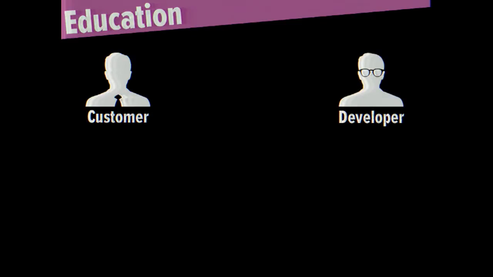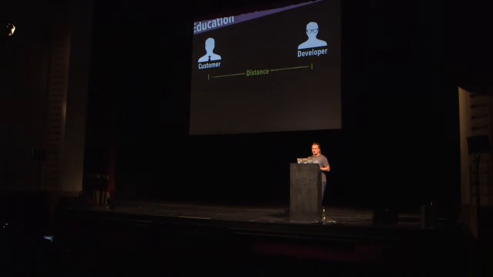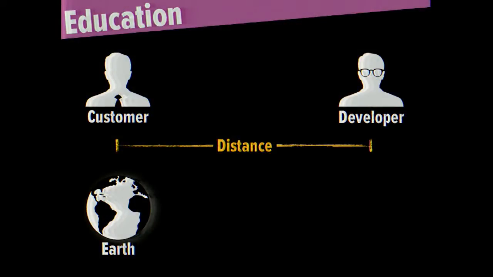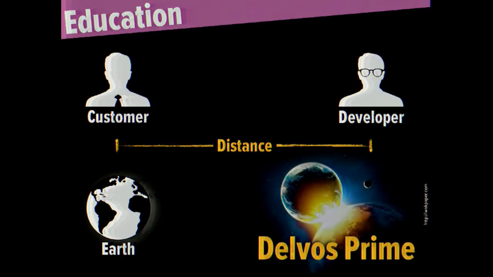I want to take a closer look at that education approach and talk a bit about the roles involved. First, of course, we got the customer. Second, there's us, the developer. To understand why trying to educate the customer fails very often, we have to realize that there is a certain distance in mindset between these two. I could try to define this distance using complex algebraic equations or whatnot, but actually a simple comparison does that job pretty well. If we define the customer's mindset to reside on planet Earth, the developer's vision lives on Delvos Prime.